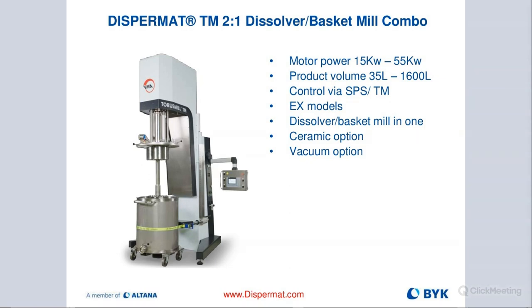We have also, this is a really interesting concept, the 2-in-1 system, where before I showed you where you're moving between a disperser and a basket mill on one machine. Here I have both systems integrated in one machine at all times. So I pre-disperse first, and then when I'm ready to do milling, I don't have to make any changes. I just push a button on my control panel, and then I can lower a basket mill, and now I have a fully functioning basket mill system, also on one machine. Here the product volume is somewhat less. We can go up to 1,600 liters with that type of design. It's called the Dispermat TM.